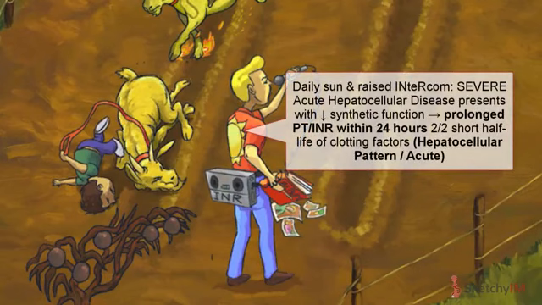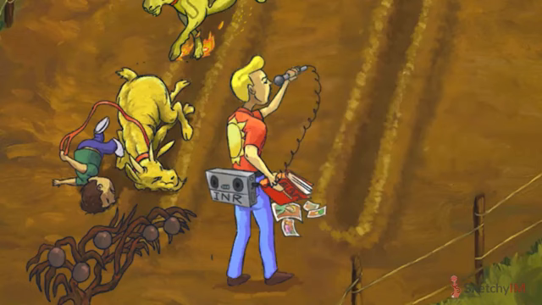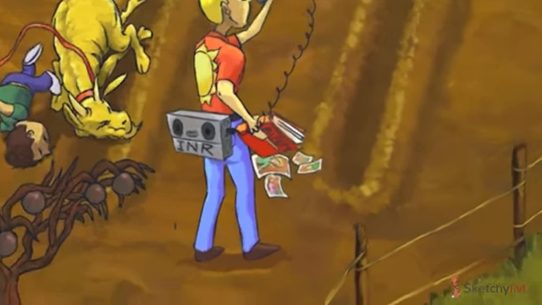Clotting factors in the extrinsic pathway, particularly factor VII, have a relatively short half-life. As a result, just 24 hours of impaired protein synthesis will prolong the PT and raise the INR. Hence the sun logo. That's one sun for one day.